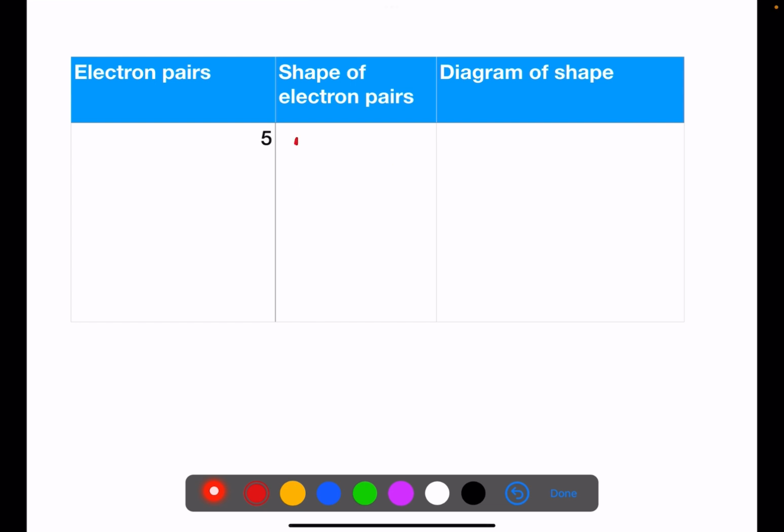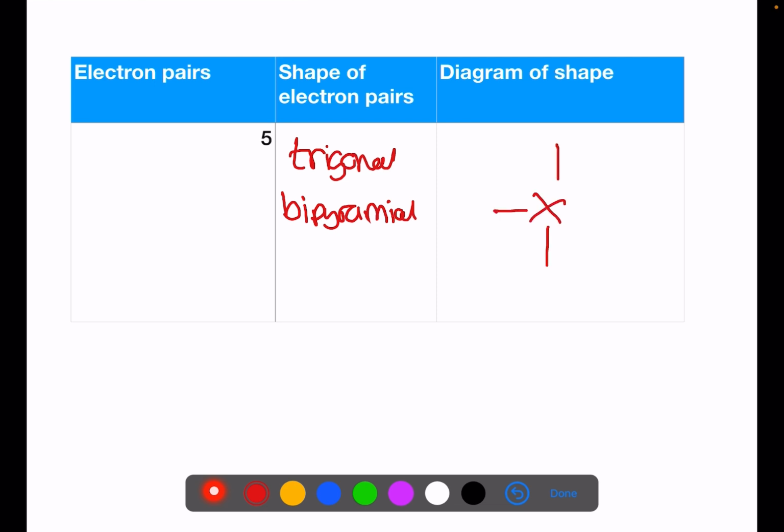If you have 5, we call this trigonal bipyramidal. So this one, much easier to draw with the wedges and dashes. So I'm going to draw some straight lines. And then you've got one going back and one coming forward in the middle there.